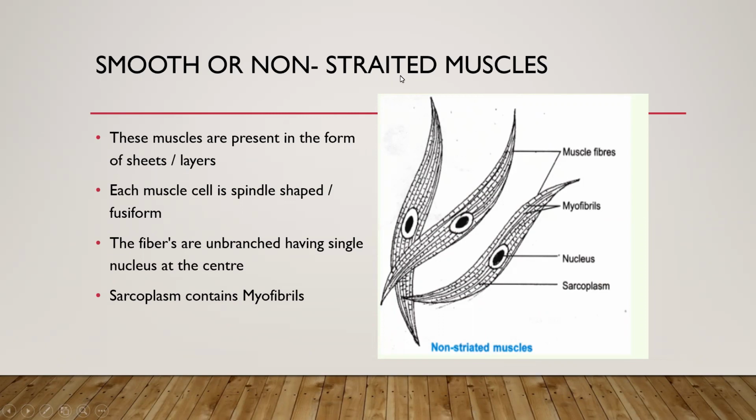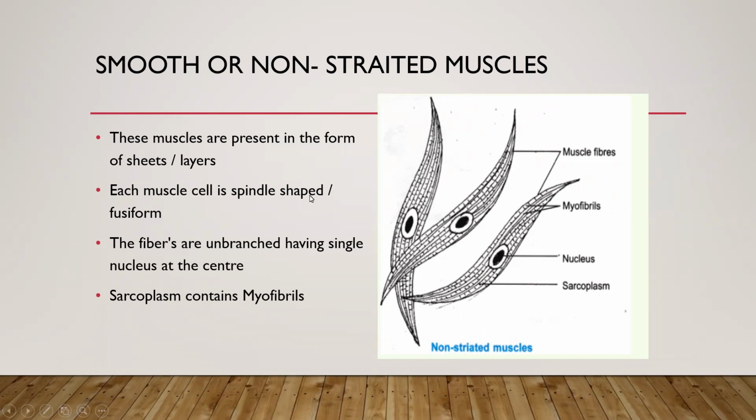Now why is it called non-striated muscle? Because they do not show presence of striations. Striations meaning bands. In skeletal muscles last time we had seen that it shows presence of dark band and light band. But here the smooth muscles, as they do not show any kind of bands, that's why it is called smooth or non-striated muscles. Now these muscles are present in the form of sheets or layers. You can see they are present in the form of sheets or in the form of layers.